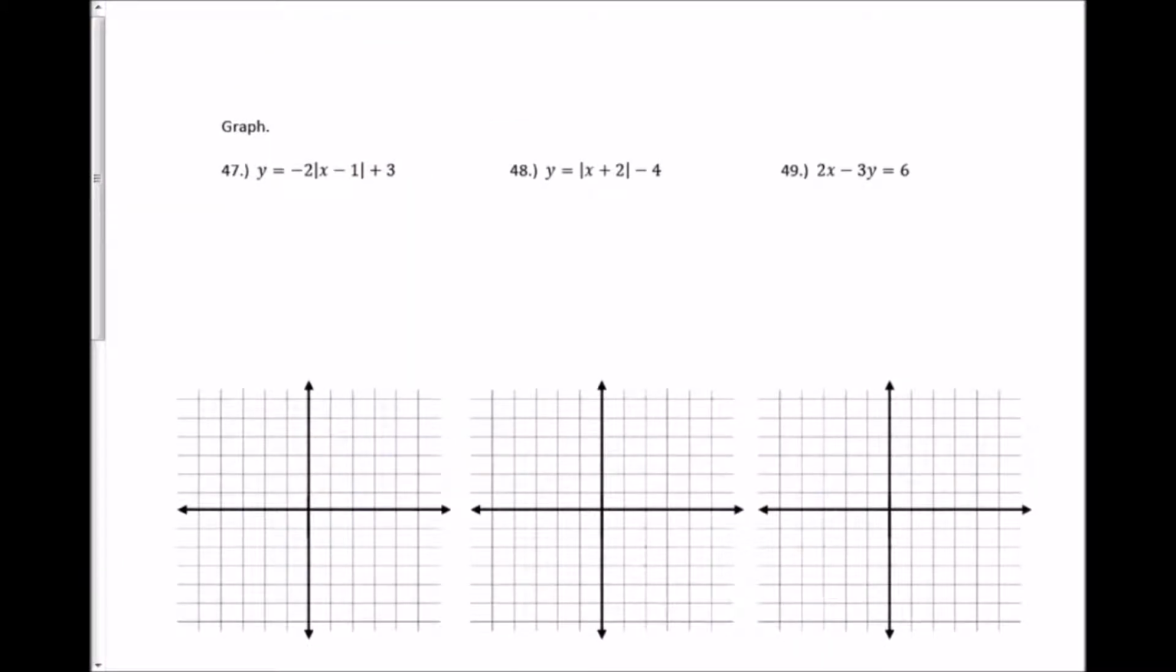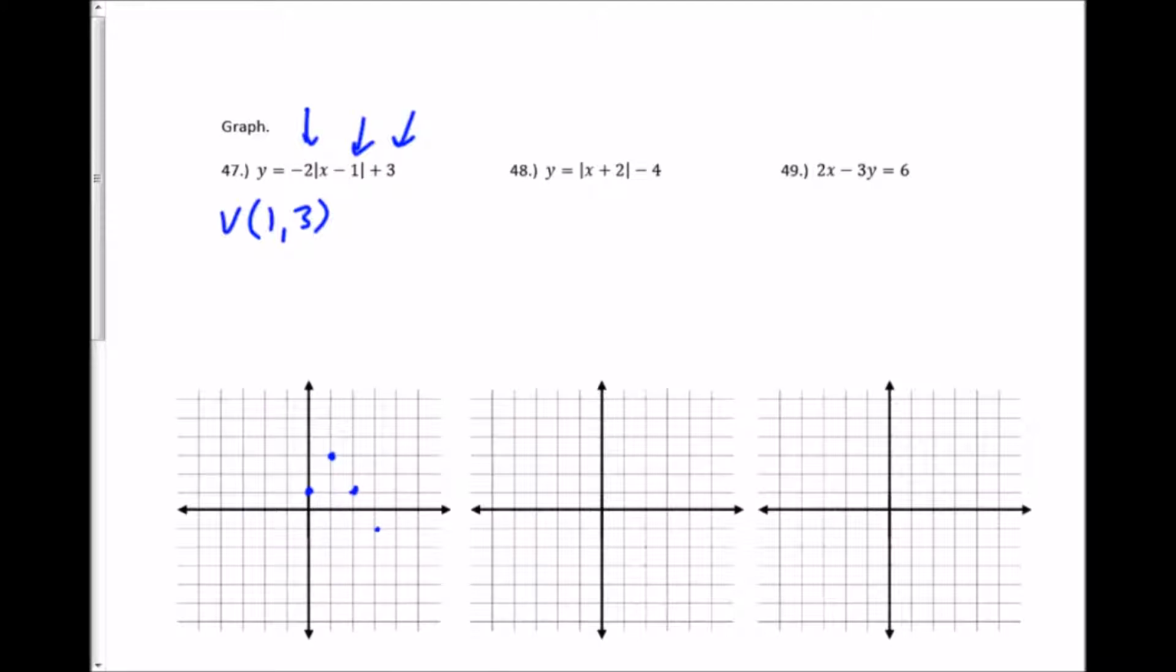This one, I'm going to graph this guy, so I do the vertex, and the vertex is right here. It's these guys. That's the 1, 3. So I go 1, 3, and I plot that point right here. And the a value is negative, so it opens down. It's going to be stretched vertically. So instead of going down 1 over 1, I go down 2 over 1. So it looks like this.